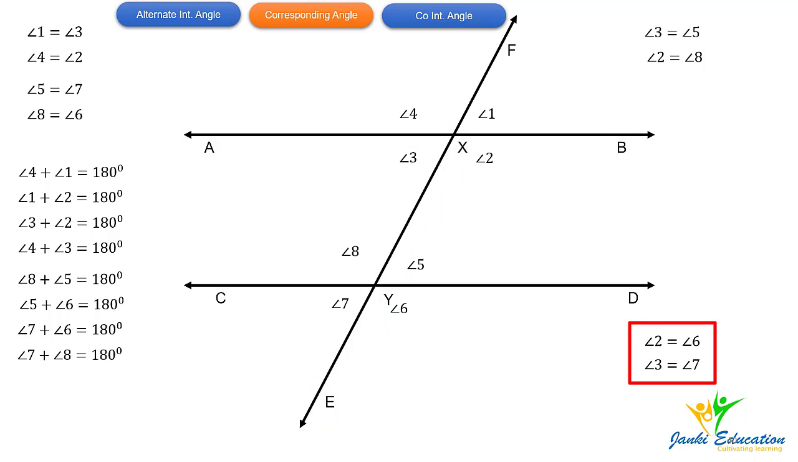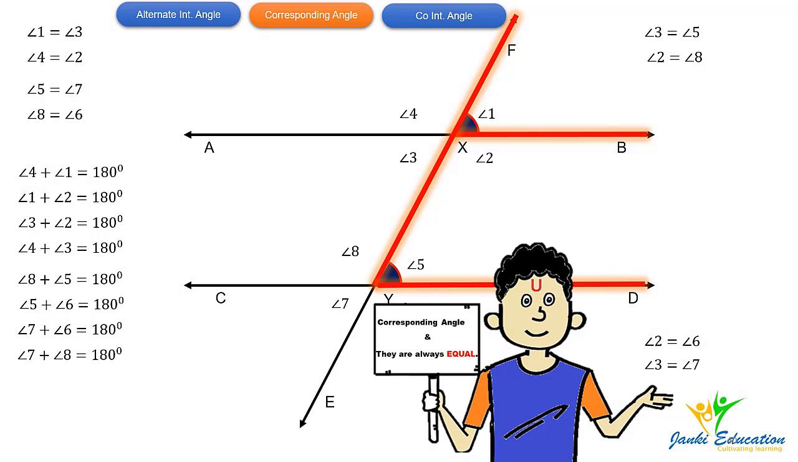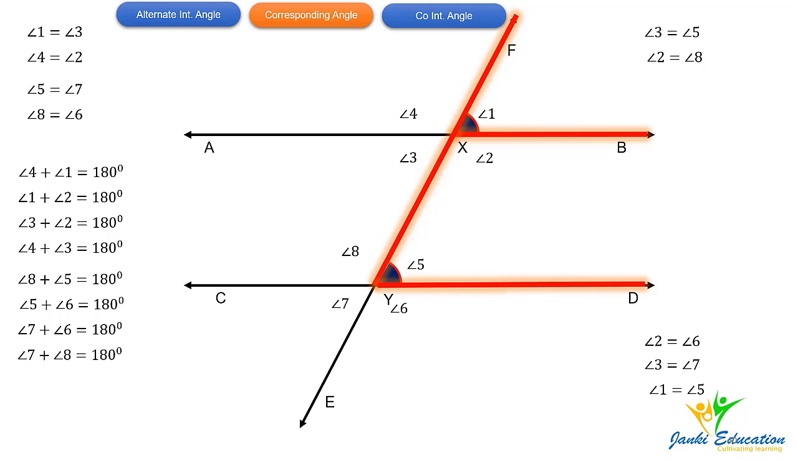Here another path. F shape, two angles, and they are corresponding angles and they are always equal in parallel lines. So angle 1 is equal to angle 5.